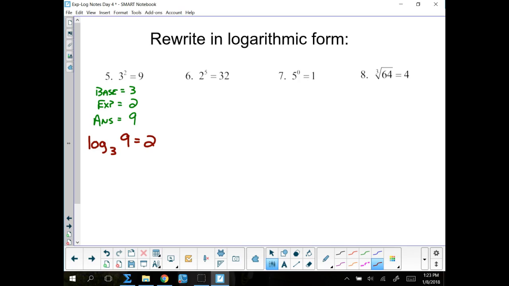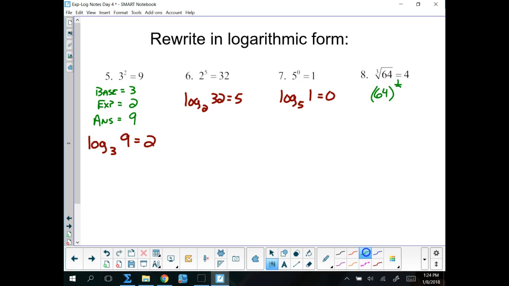Try those 3. So this one in logarithmic form would be log base 2 of 32 is 5. This one would be log base 5 of 1 is 0. This one, I would first go 64 to the 1/3 power equals 4. And then I would say log base 64 of 4 is 1/3.